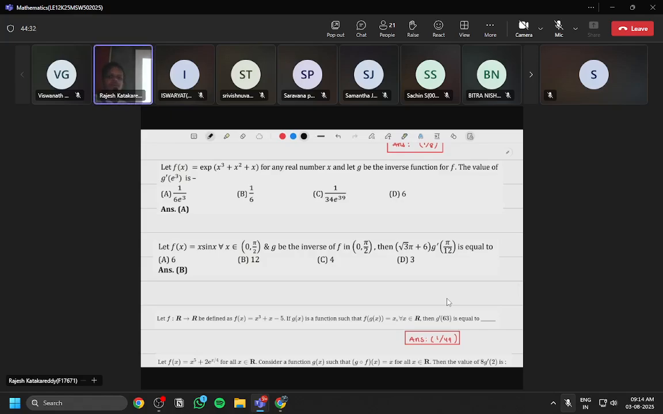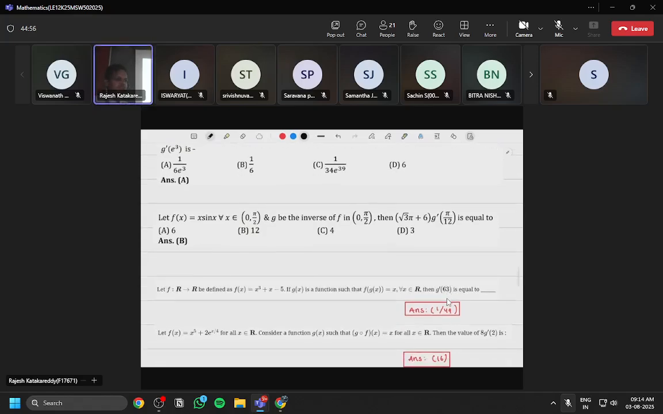One more time, do you want me to read anything here? The correct answer is 1 by 6 times e cube. Do you want me to repeat anything? Just let me know so that I can read it. Can I read the third one? The third one.